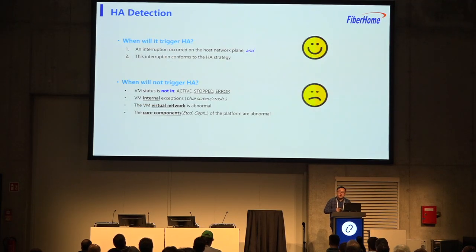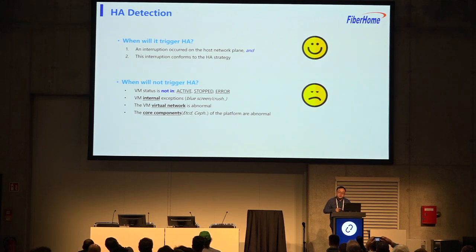And here, I also want to clarify the scope of HA detections. So when will it trigger HA? When an exception occurs on the host network plane and this exception conforms to the HA strategy, then the HA stack will trigger the HA action.